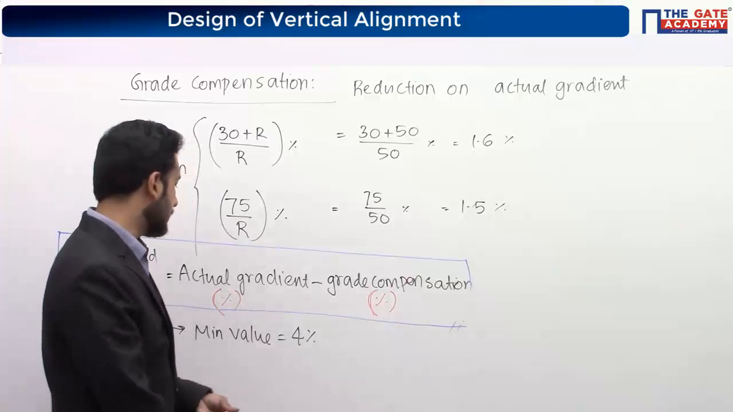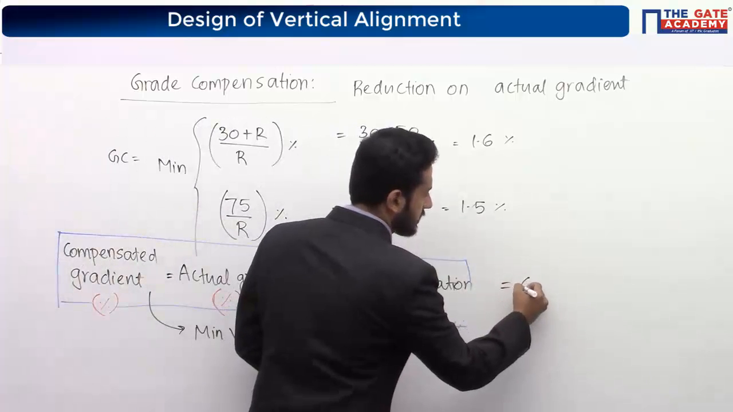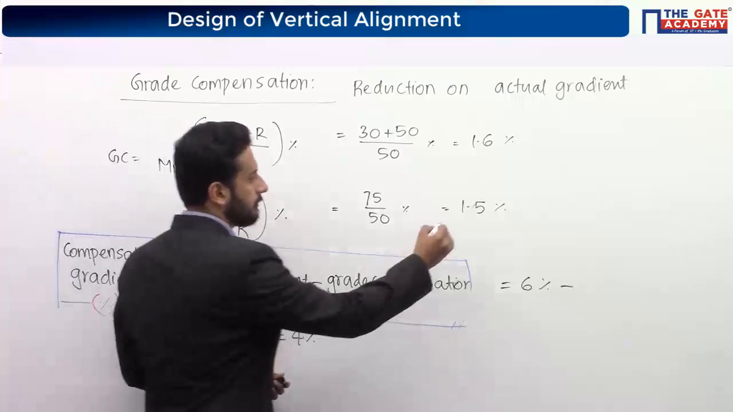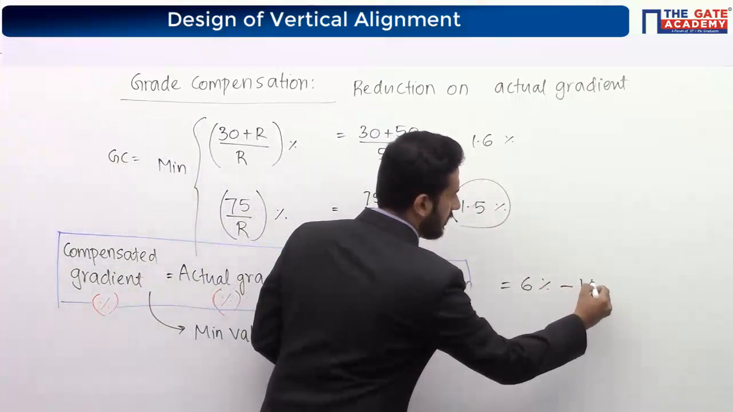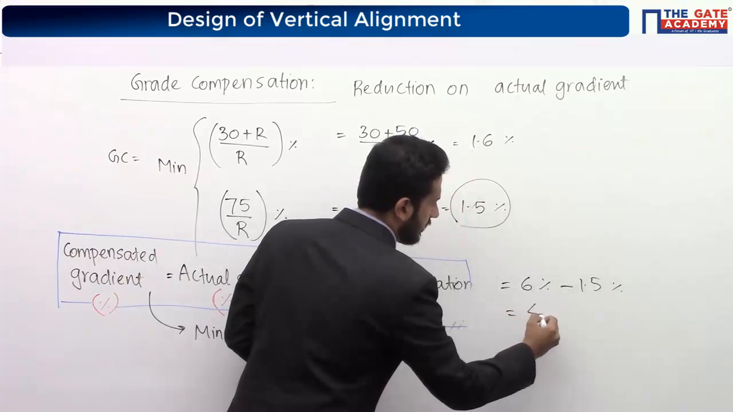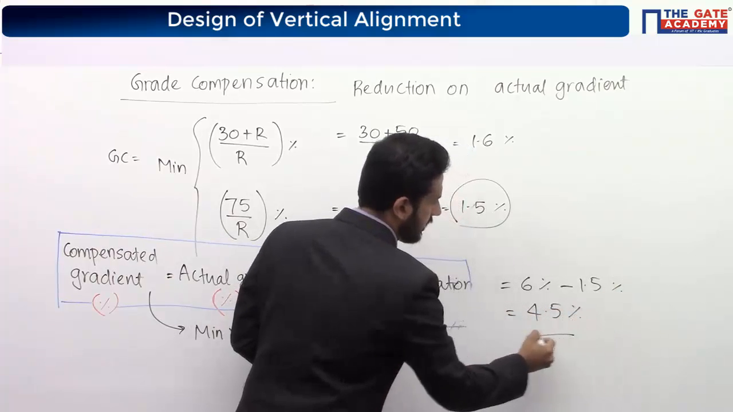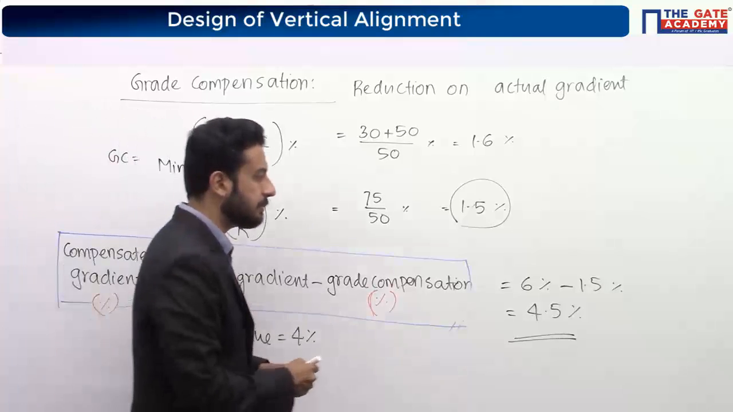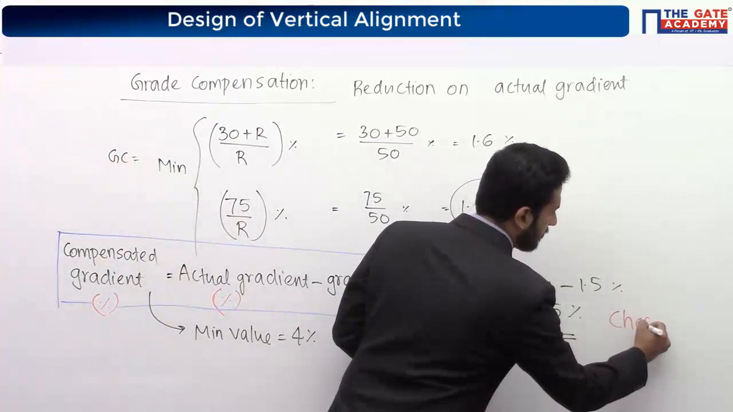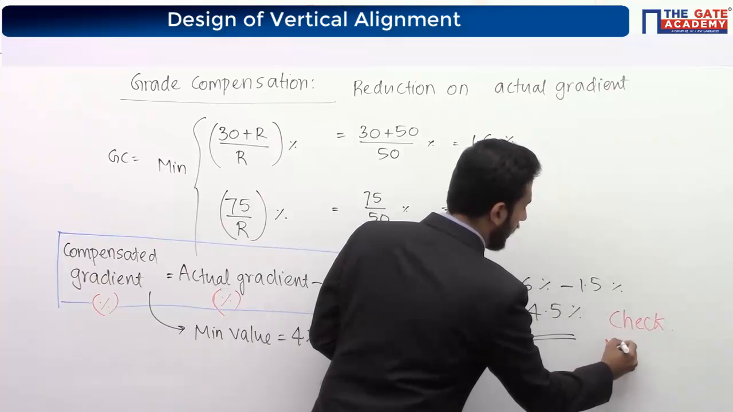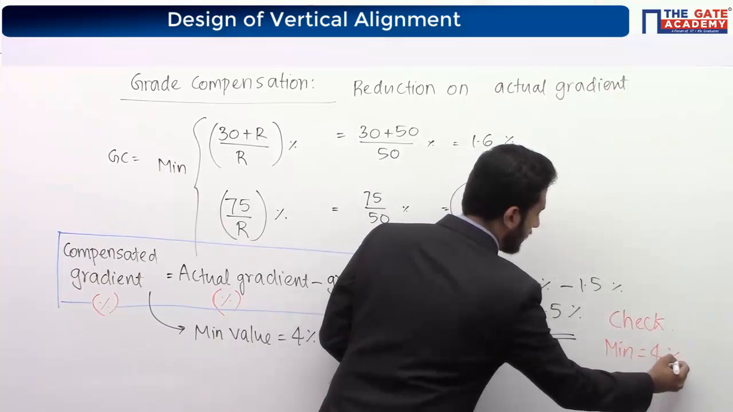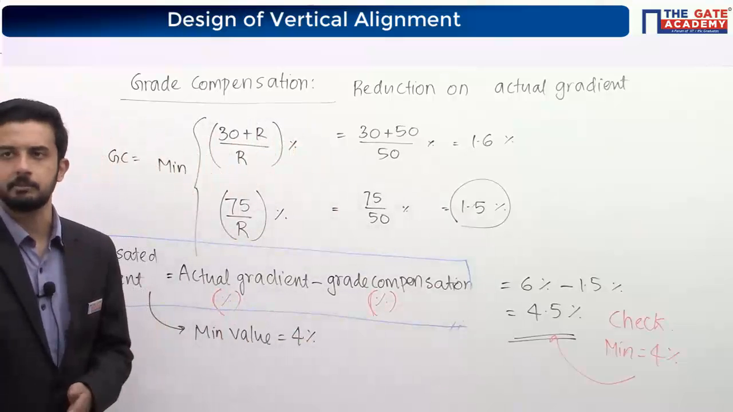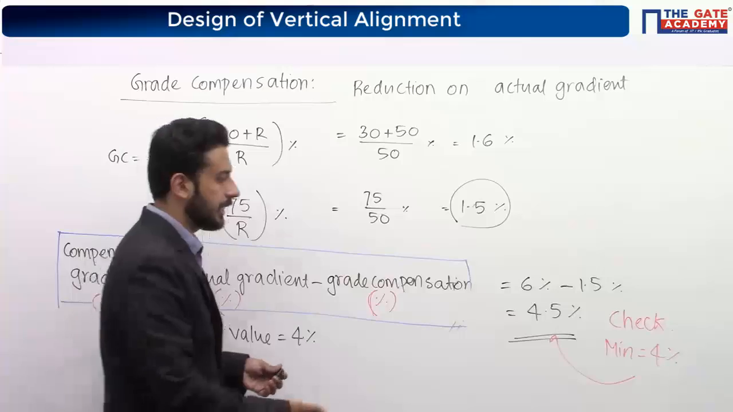Existing gradient is 6%, which means 6% minus, what is the minimum value here? 1.5. Minus 1.5%, 4.5%. See, one more step is there. What is that step? The step is nothing but the check. The minimum value is how much? 4%. So the obtained value is more than the minimum limit, and that will be the final answer.